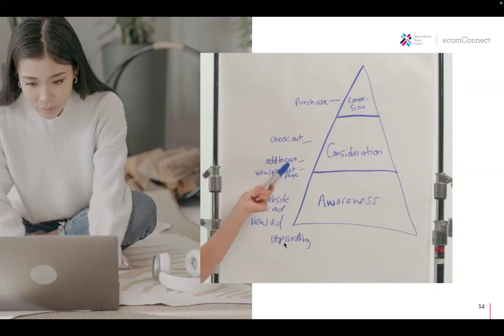So to write a compelling ad, you need to first think about what stage of this funnel or this pyramid I'm trying to target. So if it is the consideration stage and it is to view your product page, this one would have a different type of headlines and descriptions.